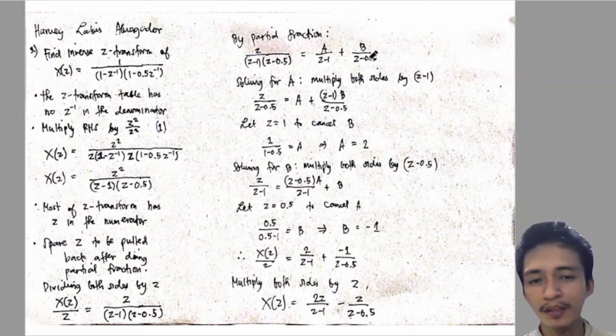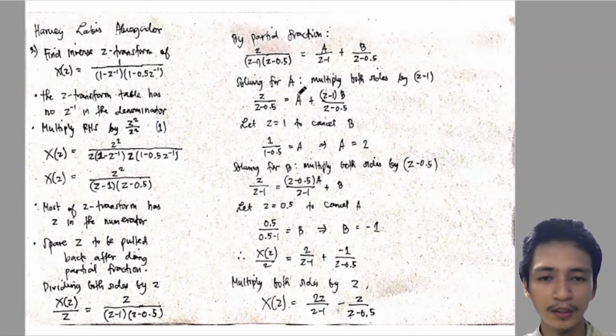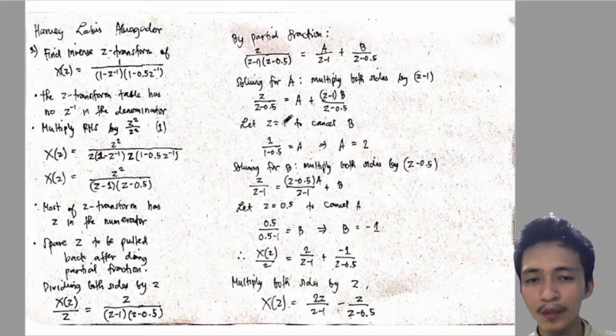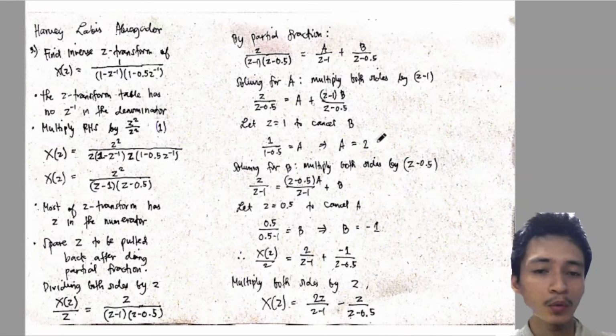So I hope you're familiar with the partial fraction technique. Solving for a, we multiply both sides by z minus 1. So this becomes z over, z minus 1 just cancel. So we're left with z minus 0.5 equals a, because z minus 1 just cancels, which becomes 1. Then plus c minus 1 times b over z minus 0.5. So to get rid of this b, we let z equals 1. Okay, so this becomes 0. As a result, we get 1 over 1 minus 0.5 equals a, which implies a equals 2.